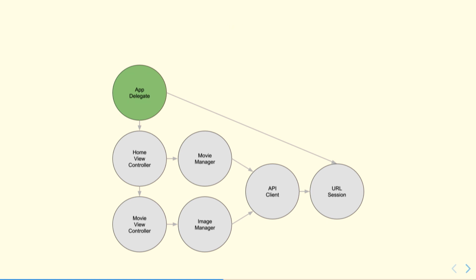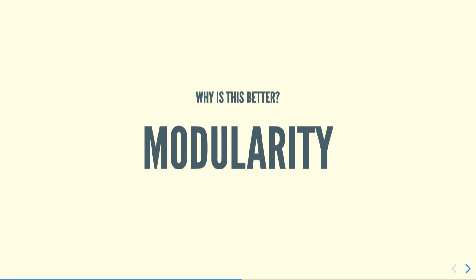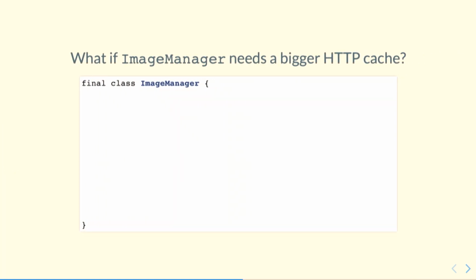So I didn't represent, of course, that the view controller depends on the URL session, because the initializer has the URL session type in it. I didn't create the links for that, because in the end, the view controller is only passing down the instance. It's not really using it. So, yeah. Why is this better? In short, because it's a lot more modular.